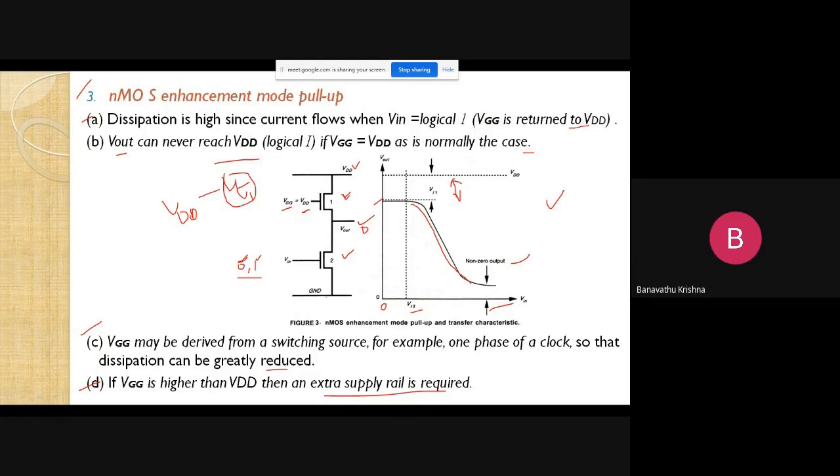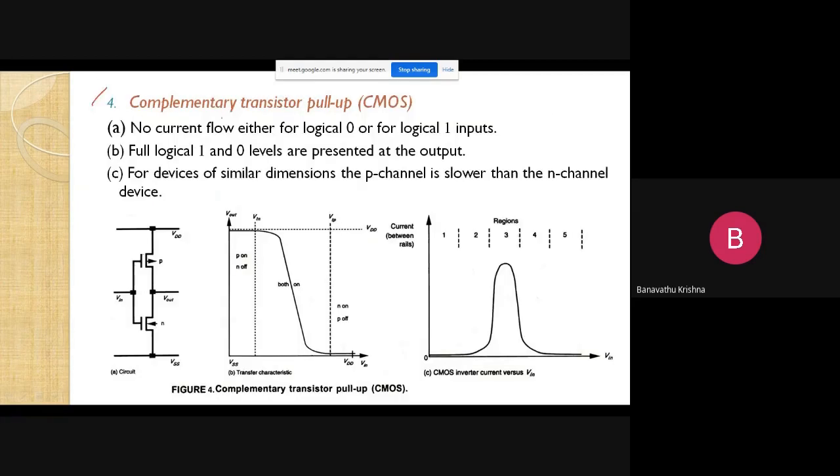Next case. Coming to the fourth case here: complementary transistor as pull-up. Complementary transistor means here it is nothing but a PMOS enhancement mode device used as a pull-up transistor, right? And here an NMOS enhancement mode device is used as a pull-down device, right?